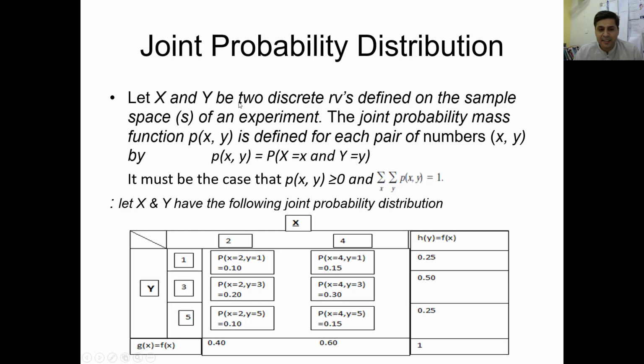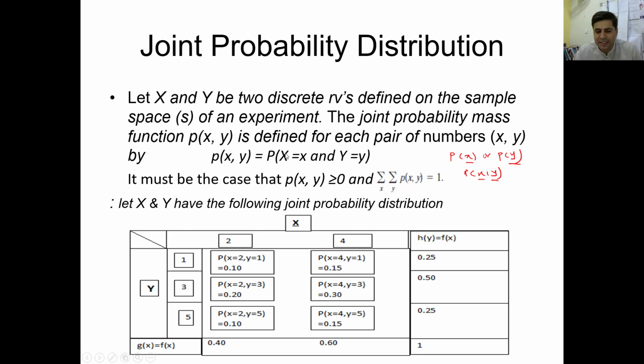So let x and y be two discrete random variables defined on the sample space S of an experiment. Before, we denoted the probability mass function, also called the probability distribution function, with probability of x or probability of y, because at that time we had only one type of random variable. But now it will be a combination, a joint. That is why this is called joint probability distribution. The joint probability mass function we will now denote with probability of x and y, because we now have two variables, x and y, and it is defined for each pair of numbers x, y. We write it this way: p of x comma y.